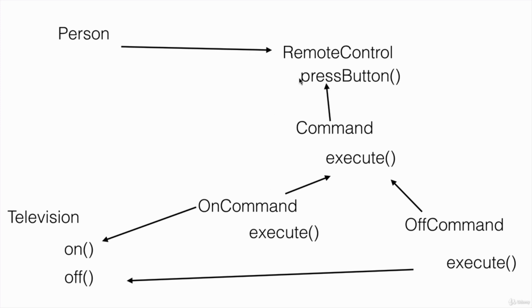The invoker does not know the details of the action that needs to be performed. So the receiver, here the television, can change the implementation of how the on and off should be performed without impacting the remote control and the person.